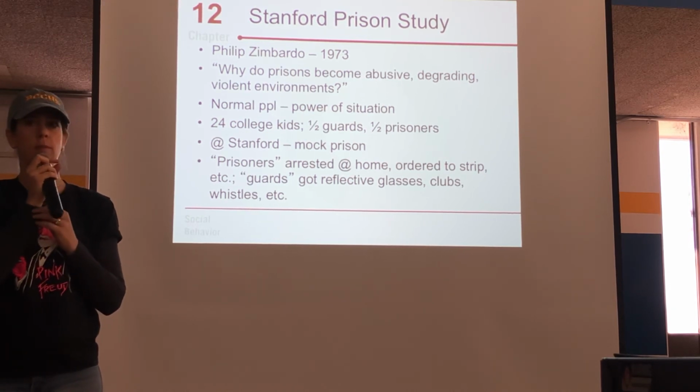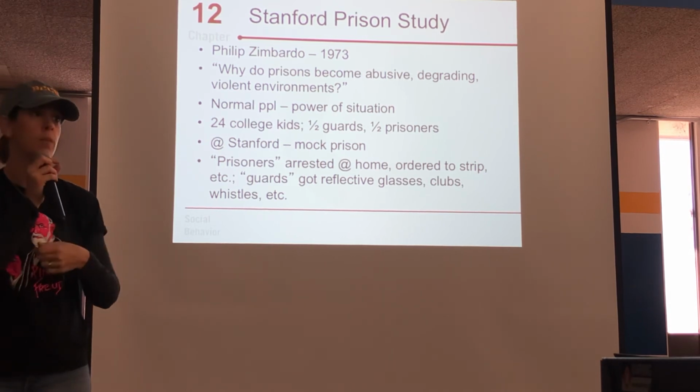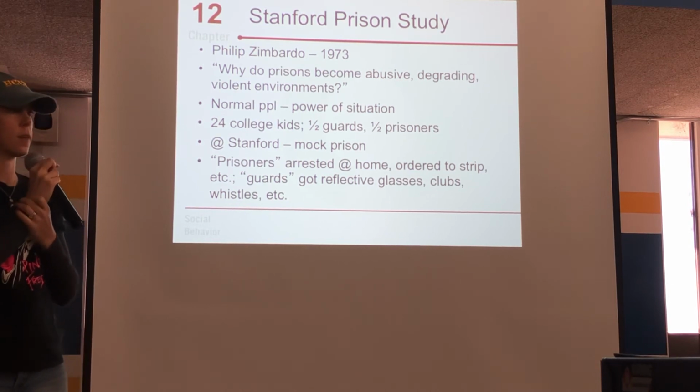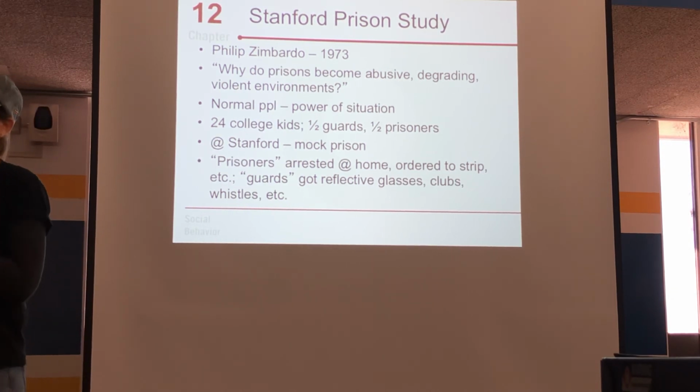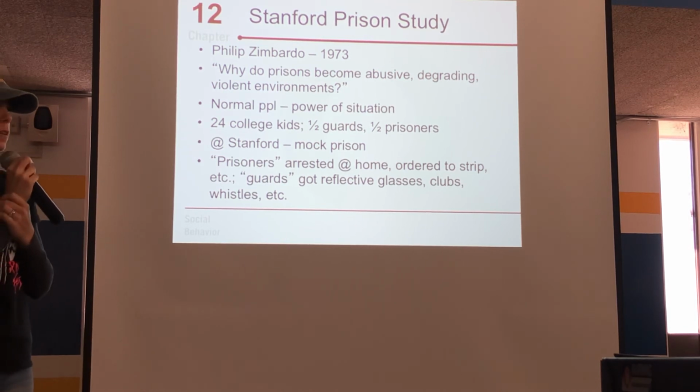So the guards became very abusive, right? And even though they couldn't hit them, they did other things. They deprived them of food and warmth and bathroom privileges, and they basically sexually harassed them and made them do things that they were very uncomfortable with. They tried to turn them against each other. They put them in solitary confinement.